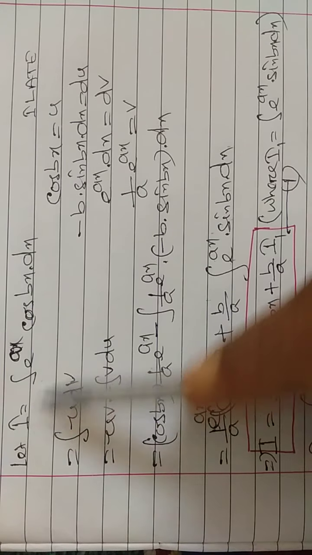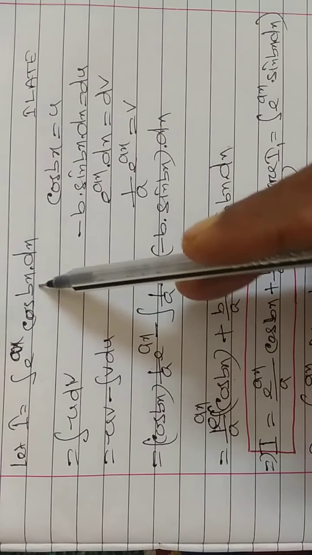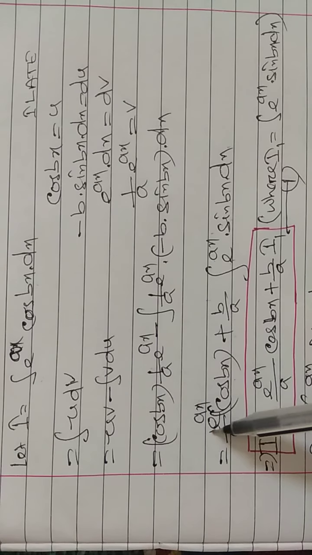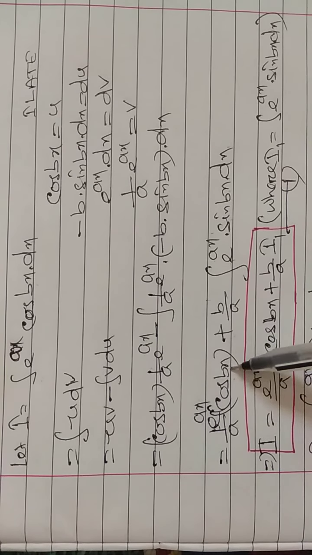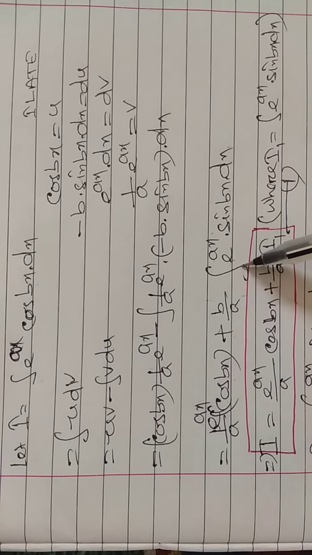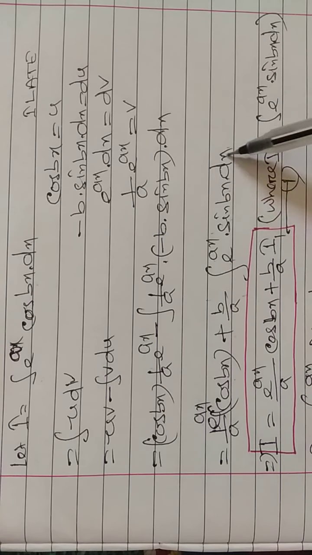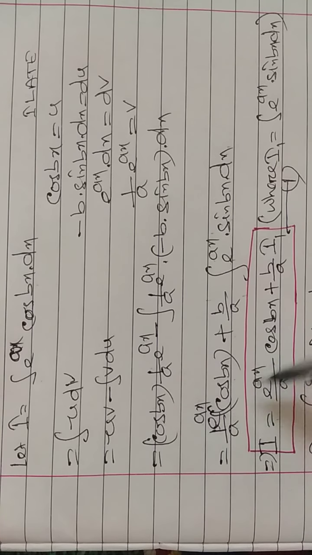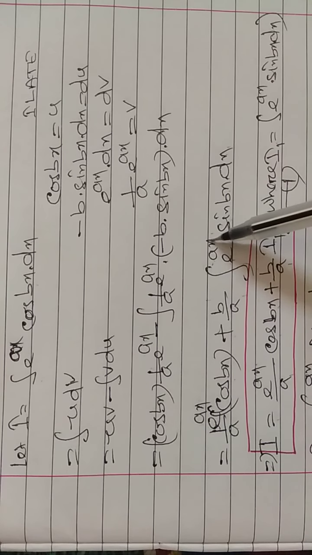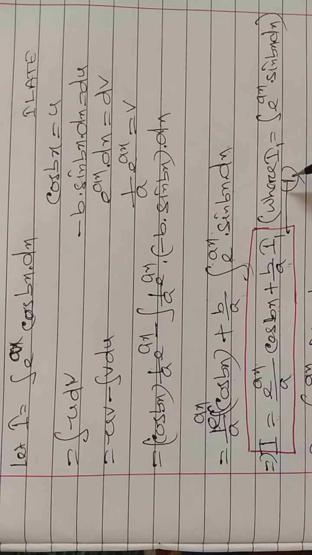Here I is equal to the integral of e to the power x cos bx dx, and this is equal to 1 by a e to the power x cos bx plus b by a into the integral of e to the power x sin bx dx. That is, I is equal to e to the power x by a into cos bx plus b by a I1, where I1 is the integral of e to the power x sin bx dx. Let this be equation 1.